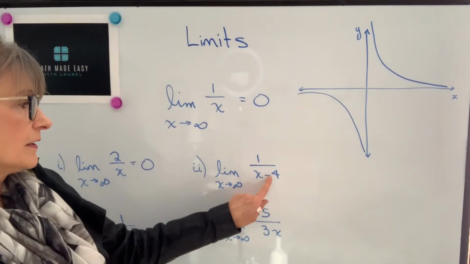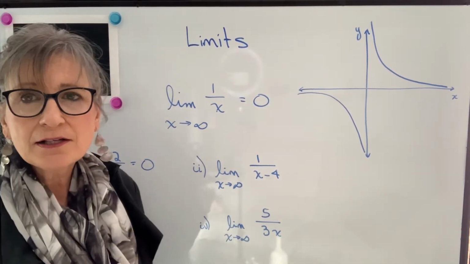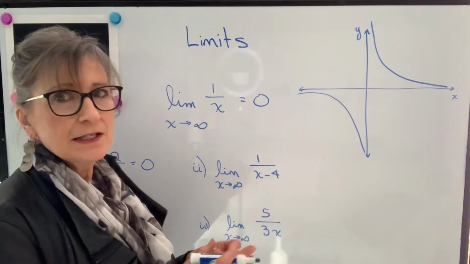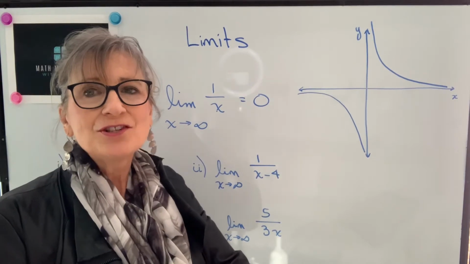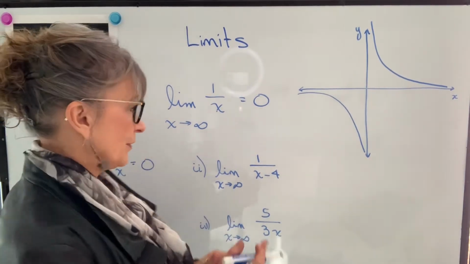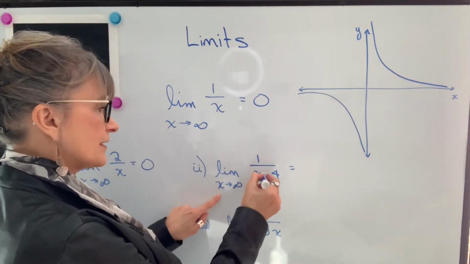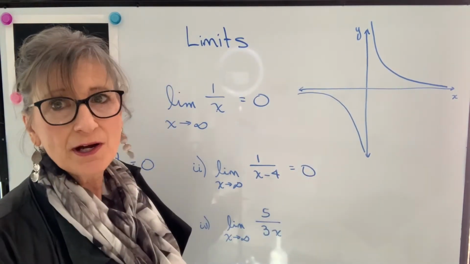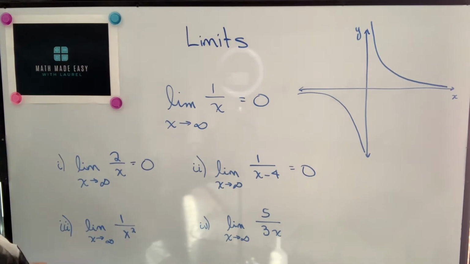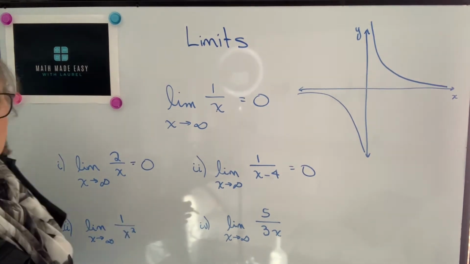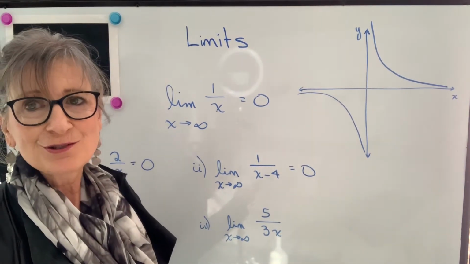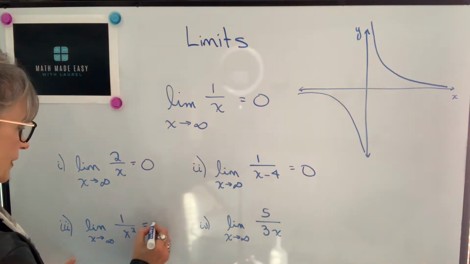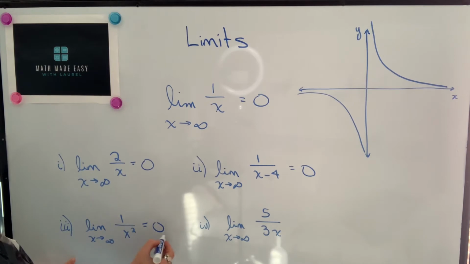You could have numbers added or subtracted in your denominator. It won't affect the fact that your denominator is getting larger and larger without bound. So the limit of 1 over x minus 4 as x approaches infinity is 0 as well. If we have a higher power of x, it just gets larger faster. So it still approaches 0, it just does it a little bit faster. So the limit of 1 over x squared as x approaches infinity is 0.